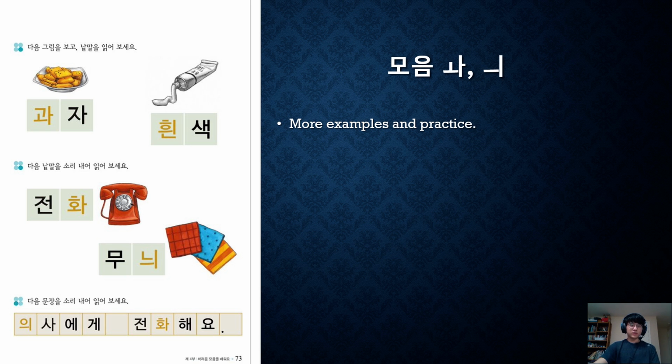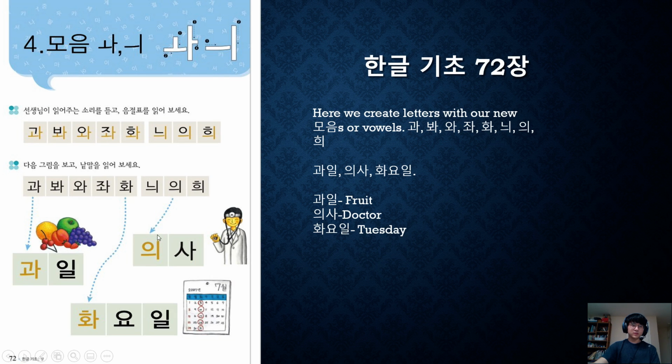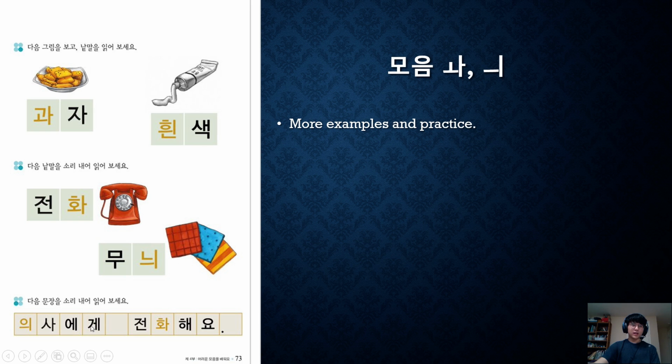Let's look here. 다음 문장을 소리내어 읽어보세요. Let's look here. You get 의사, 에게, it's a moum, another vowel. 의사에게, 전화, you saw it here, 전화해요. 의사에게 전화해요. 의사 means doctor. 전화 means to call. So it probably means 의사에게 전화해요. Calling the doctor.